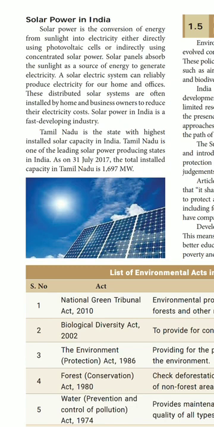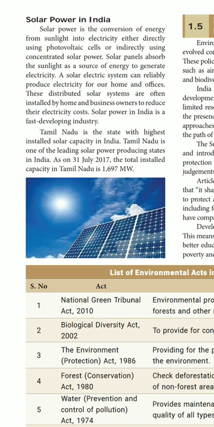Because of keeping the solar panel in your home or office, the electricity bill will be reduced. Tamil Nadu is the state with the highest installed solar capacity in India. Tamil Nadu is one of the leading solar power producing states in India. As on 31st July 2017, the total installed capacity in Tamil Nadu is 1697 megawatt.